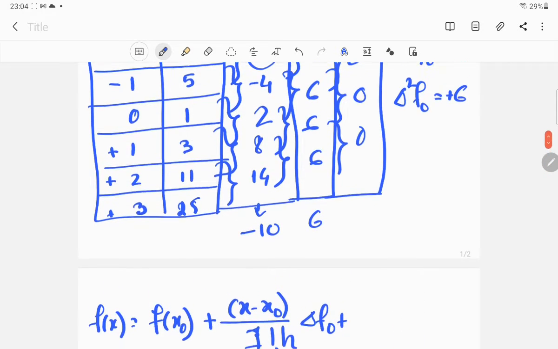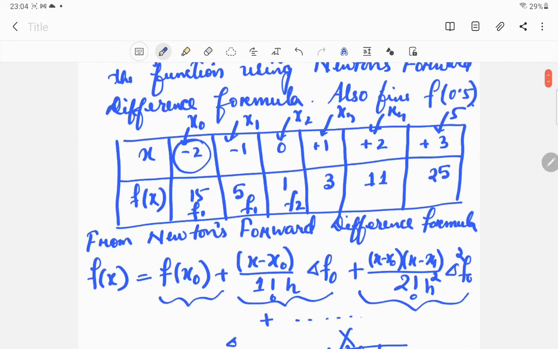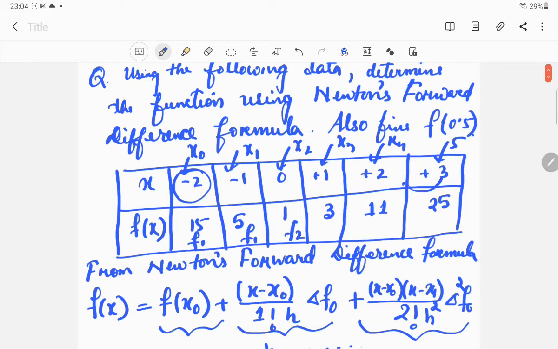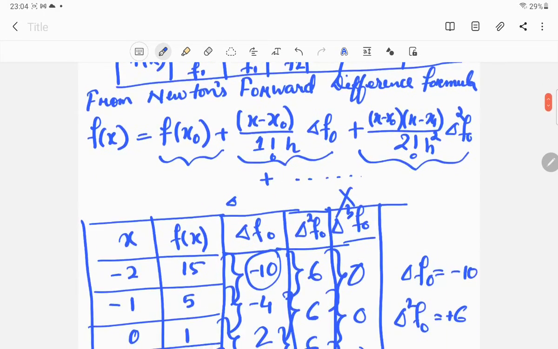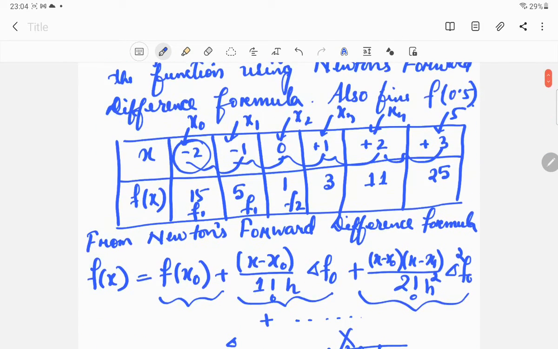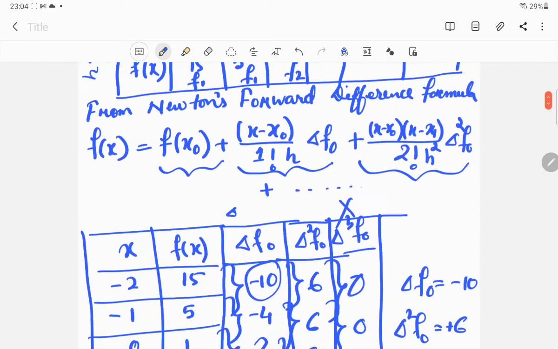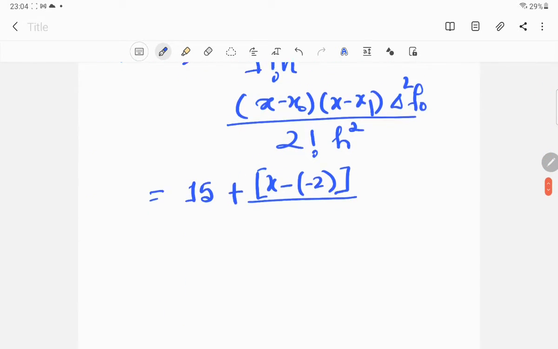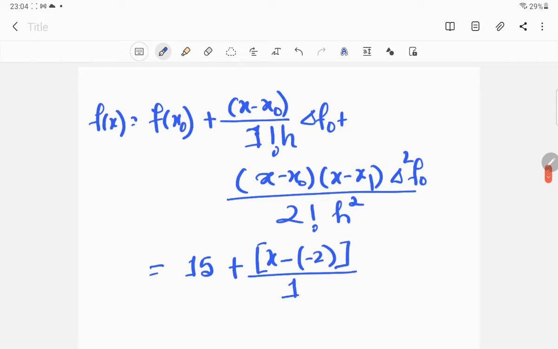Now we need h. What is the gap between each term? See, 3 and 2, what is the gap? 1. 2 and 1, what is the gap? 1. 1 and 0, what is the gap? 1. 0 minus minus 1, 1. Minus 1 minus 2, plus 1. So h is nothing but, what is the value of h? h is equal to 1. 1 is nothing but the step length. So we have factorial 1 means 1 and h is also 1.